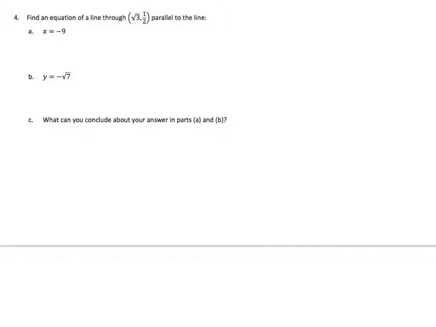Find an equation of a line through the given point parallel to the line x equals -9. Well, what is x equals -9? 1, 2, 3, 4, 5, 6, 7, 8, 9. That right there is x equals -9. Okay, I go to the point x equals -9 and I draw a vertical line.